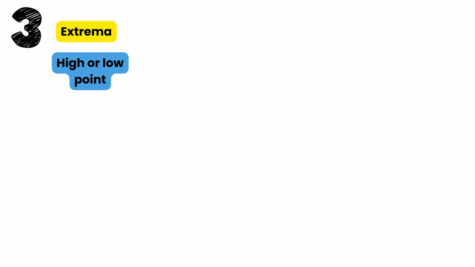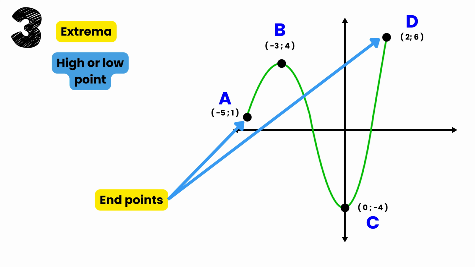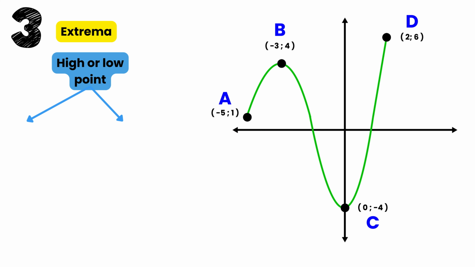The third type of interpretation question they can ask is about extrema. What does that mean? Extrema are simply the high points and low points on a function. These points can occur either at critical points, the turning points, or at the endpoints, which are where the function begins or ends on the interval you are looking at. There are two kinds of extrema, and they're easy to tell apart: relative, also called local, and absolute.